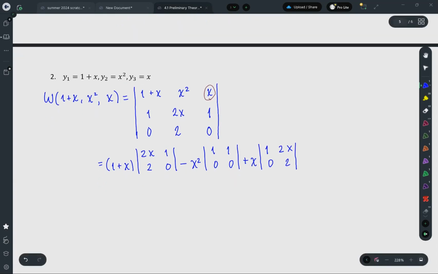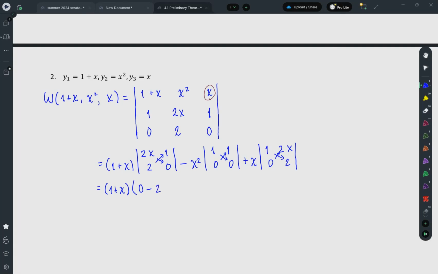Okay, so now I do my 2 by 2 calculations on each of these 2 by 2 determinants. And I have my 1 plus x in parentheses times 2x times 0 is 0, minus 2 times 1 is 2, minus x squared, 1 times 0 is 0, minus 0 times 1 is 0, so the middle term is going to go away, plus x times 1 times 2 is 2, minus 0 times 2x, which is 0. Okay. This simplifies to be minus 2 minus 2x plus 2x, which is equal to minus 2.